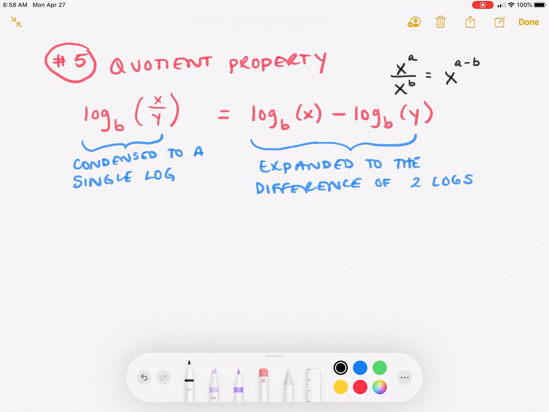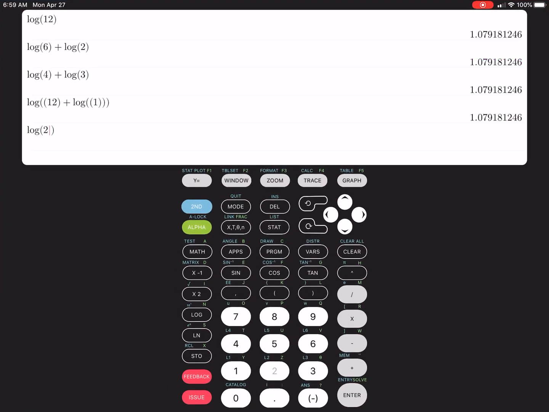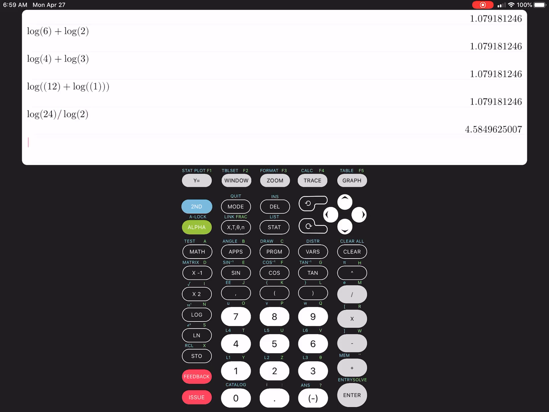All right, just really quick in the calculator. Can we think of 2 numbers that are going to divide to make 12? We have an infinite number of possibilities, but I think maybe what we're most thinking of is maybe 24 divided by 2. So let's go into our calculator and let's see if we take log of 24 and I divide that by log of 2. Let's see if we get our magic number.